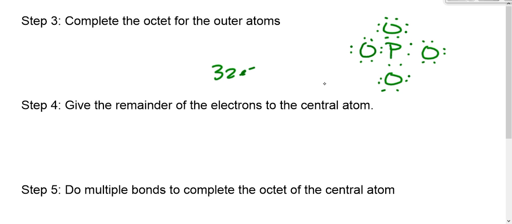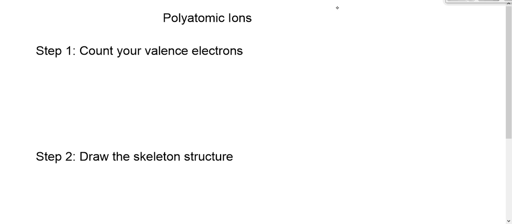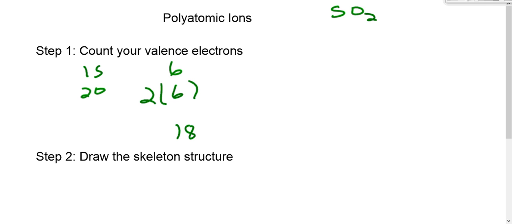So there you go. What's the next one we want to do? Next one is sulfur dioxide. All right, so count our valence electrons. Well, we have 1 sulfur, 2 oxygens, and we don't have a charge this time, so no extra electrons there. So sulfur is a group 16 element, so it's 6 dots. Oxygen is a 16 element, so 6 dots, but there are 2 of them. We need to add this together to get 18 valence electrons.